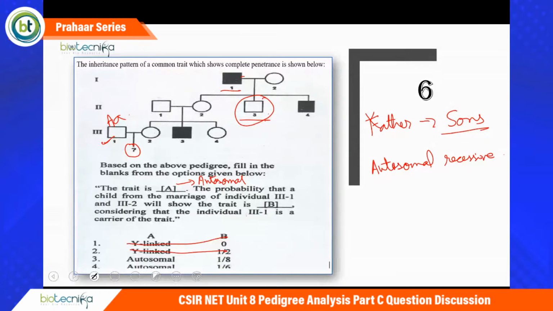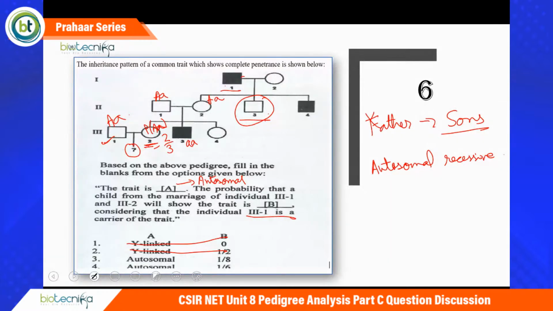Basically we have to find out their genotype. So again, the exact same way that we have seen in the previous question. This individual is affected. The parents will be heterozygous. Means what is the probability of her to be heterozygous? So it will be 2/3, exactly in the same way as we have seen in the previous question.